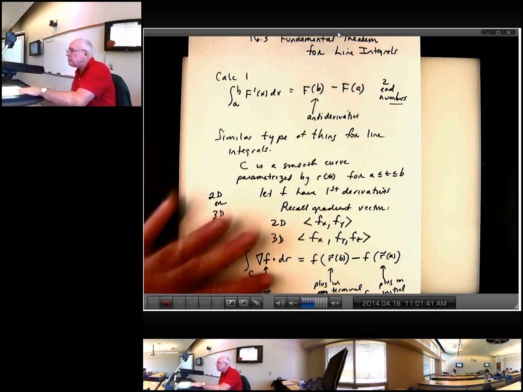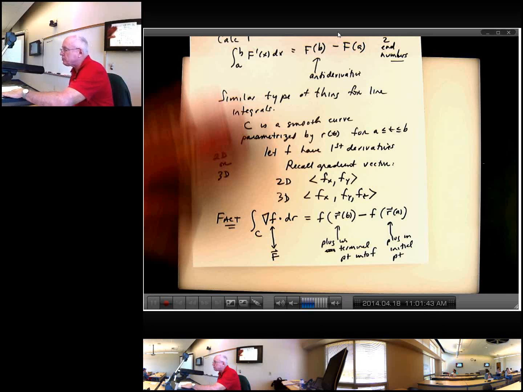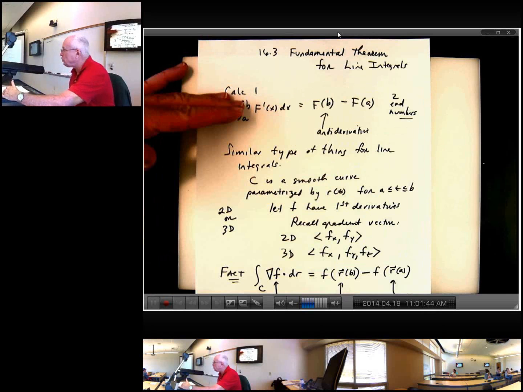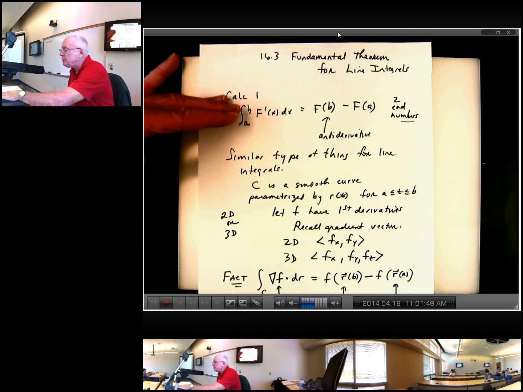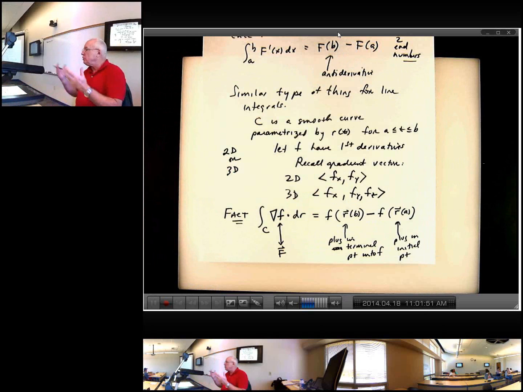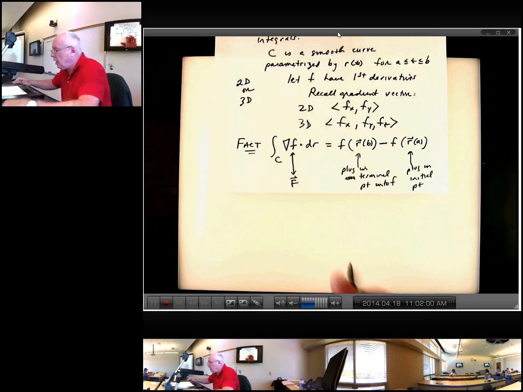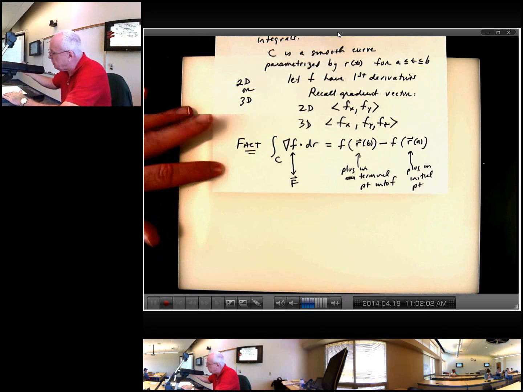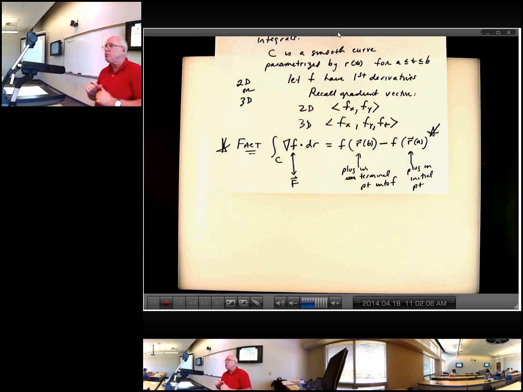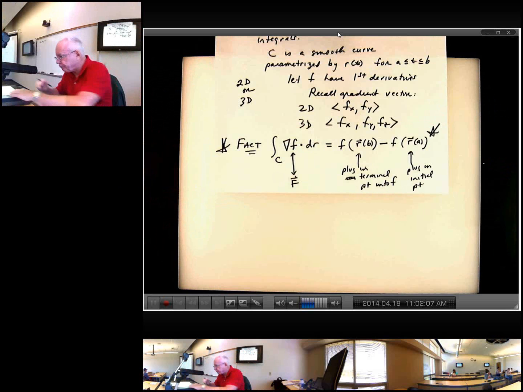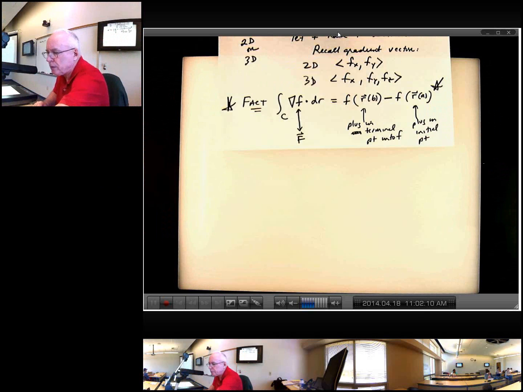So there are some similarities with what you had learned in first semester, in the sense that you only have to deal with the 2 endpoints, and you can calculate your line integral. So this is a good thing. All right. So I think we should note this, okay, with an asterisk. That's an important formula.